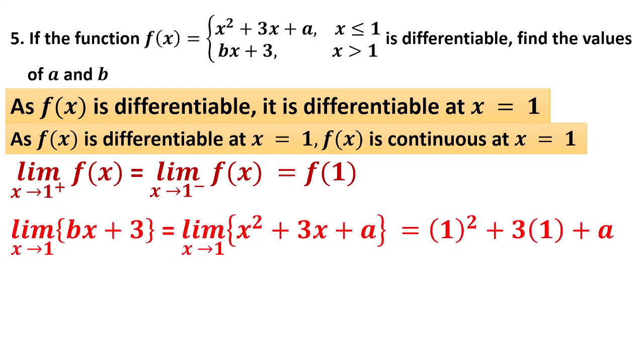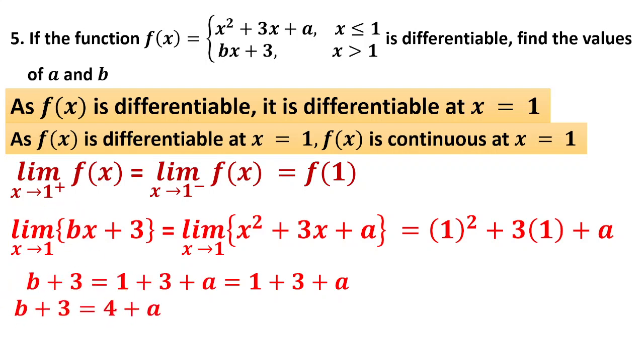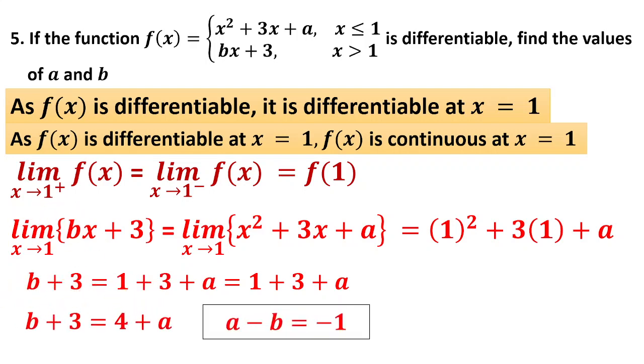I am equating. For 1 plus I have to take bx plus 3. For 1 minus I have to take x square plus 3x plus a. And f of 1, I have to use that x square plus 3x plus a. Therefore I am getting one equation, that is b plus 3 is equal to 4 plus a, or otherwise a minus b is equal to minus 1. I am keeping it ready. Using continuity I got an equation involving a and b. Now let me use the condition of differentiability. Let me get the second equation using a and b.